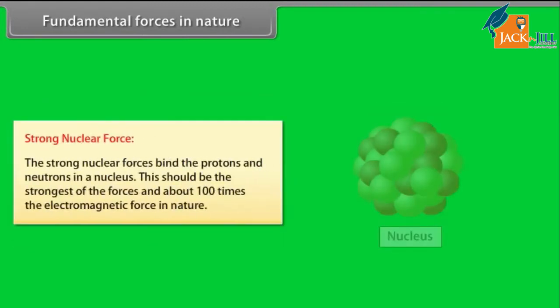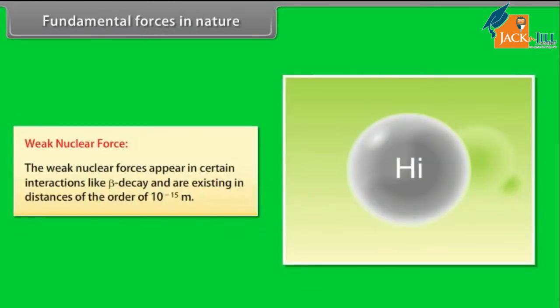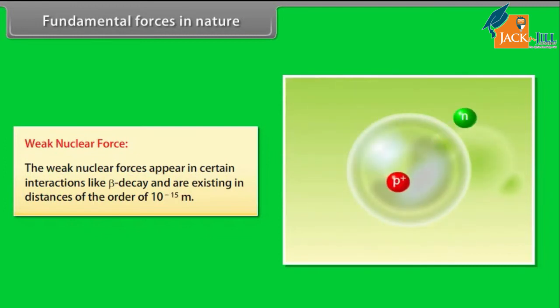The strong nuclear forces bind the protons and neutrons in a nucleus. This should be the strongest of the forces and about 100 times the electromagnetic force in nature. The weak nuclear forces appear in certain interactions like beta decay and exist over a distance of the order of 10 raised to the power minus 15 meter.